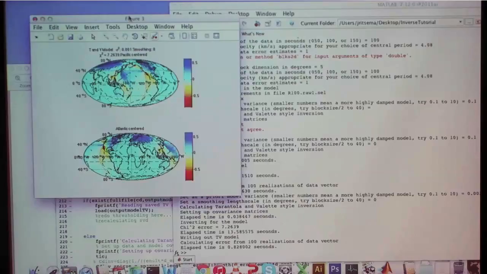Only the strongest velocity variations survive. Those make sense. But for the most part, the inversion doesn't want to do anything. You're damping it almost to the reference structure. I wish you had the previous map too, but I don't know why it doesn't.